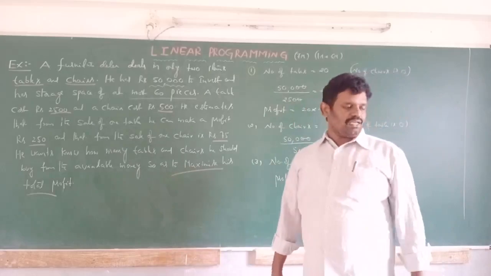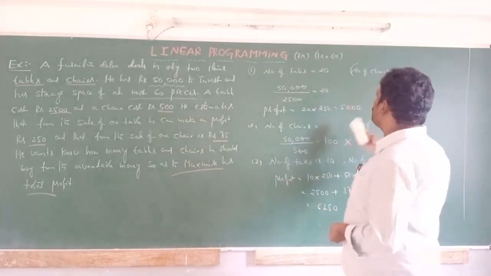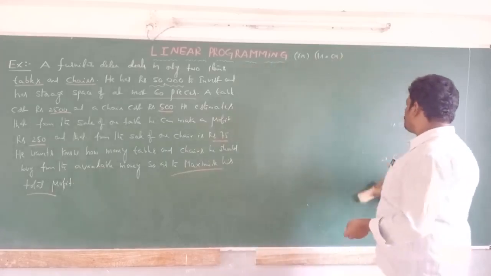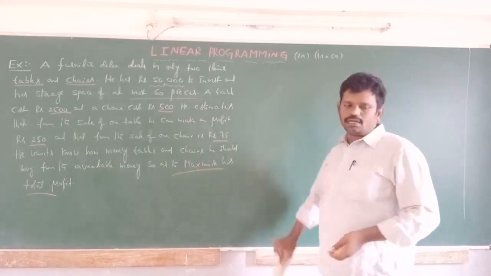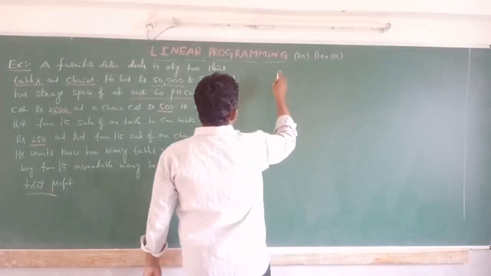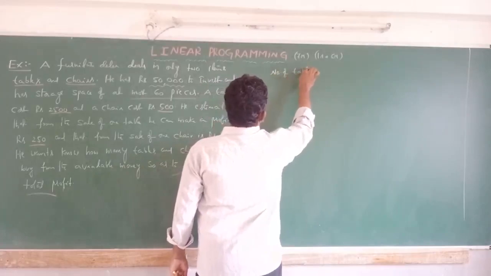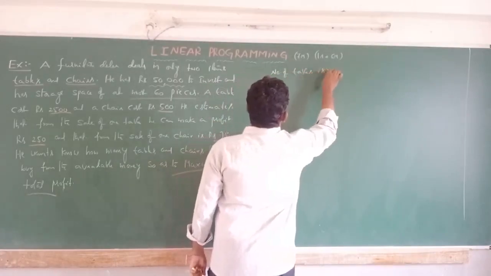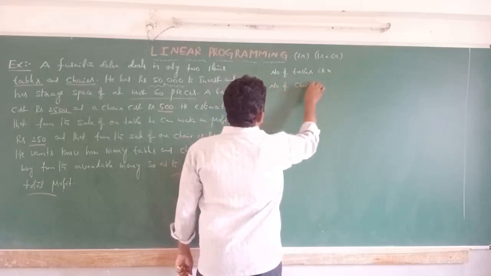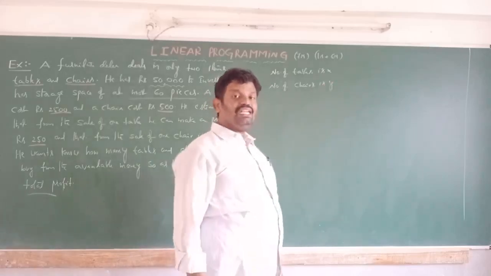So that's why in such type of problems, if we take the number of tables and the number of chairs as unknown numbers, randomly some x and y. Now we consider the number of tables is x. Number of chairs is y. Now these two are called decision variables.